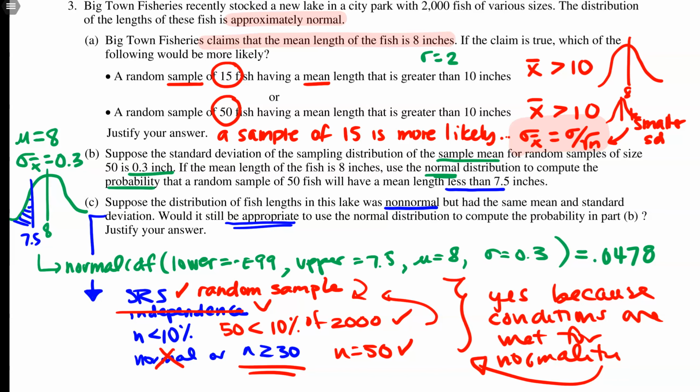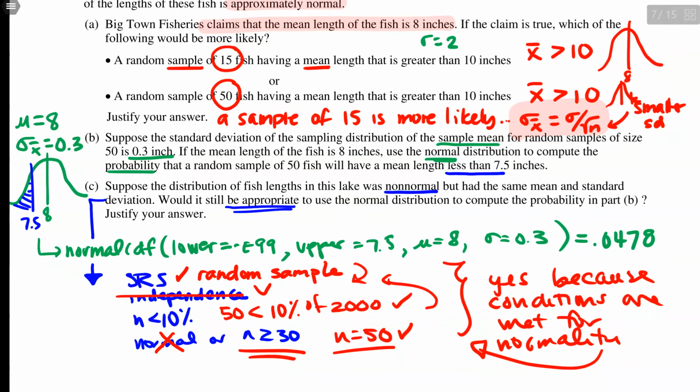Now, when you look at the rubric for part C, they basically said you need to say yes, have a justification that involves the fact that our sample size is large, which we do, and then you need to mention the central limit theorem. So mentioning the central limit theorem in words, right, that the sample mean will be approximately normal as long as my n is greater than or equal to 30 is legit.